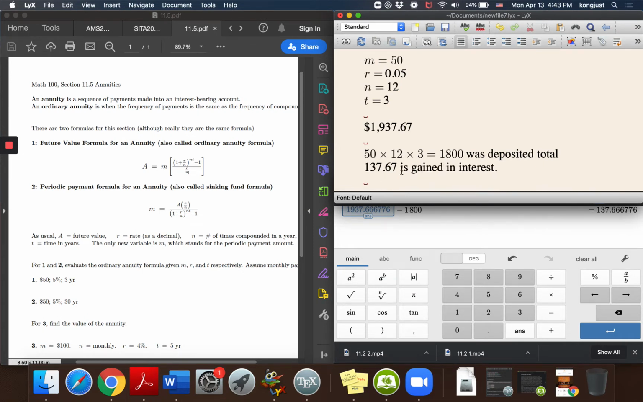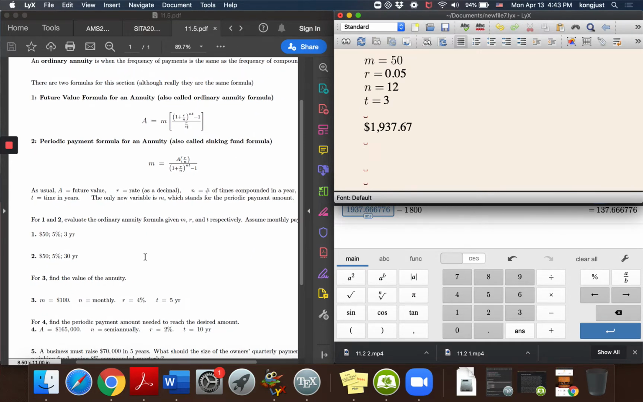Now that doesn't sound like too much, right? But it's only for 3 years. So as time progresses, this proportion is also going to increase. And I'll show you guys the graphs after we finish these questions. Let's do 2, and then I'll show you the graph.